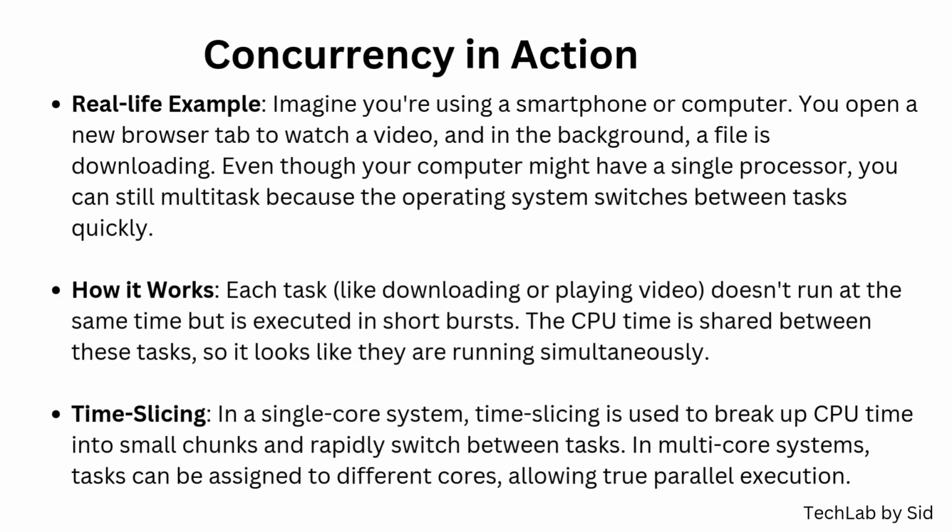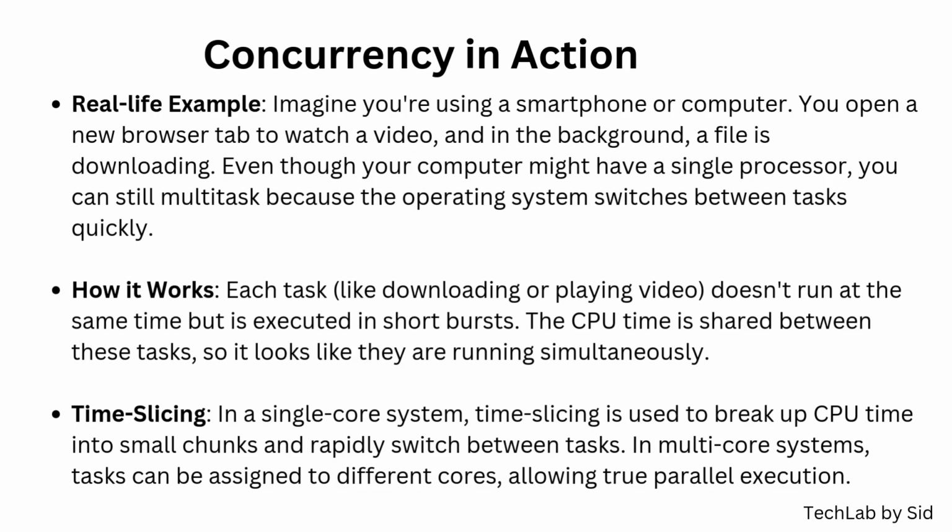How it works? In reality, these tasks don't run at the exact same time. Instead, they are broken down into small bursts of activity, with the CPU switching back and forth between them. Each task gets a tiny slice of time, so while the tasks aren't running together, they appear to be, thanks to the speed of switching. This is how a single-core system can manage multiple tasks efficiently, even though it can't truly execute them at the same moment.